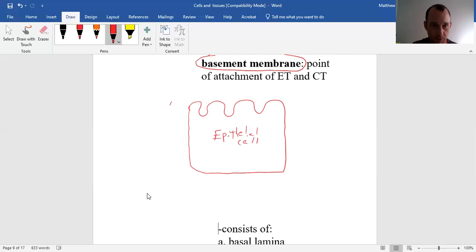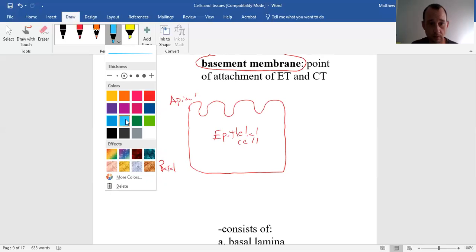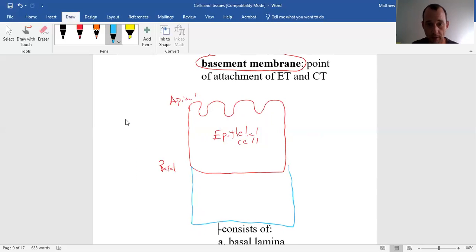It has my apical side and it has my basal side. But here on this basal side, what it's saying is this epithelial cell is always connected to an underlying connective tissue. And it is right here on this basal side that you have a structure known as the basement membrane. The basement membrane is the point of attachment between epithelial and connective tissue.